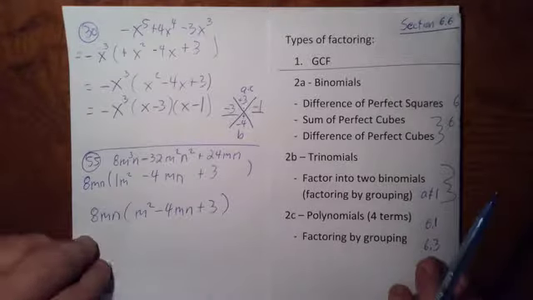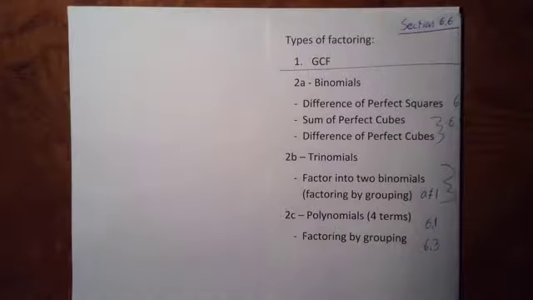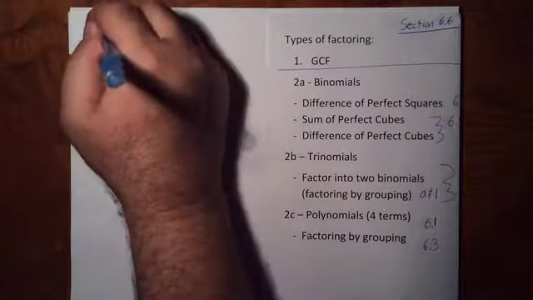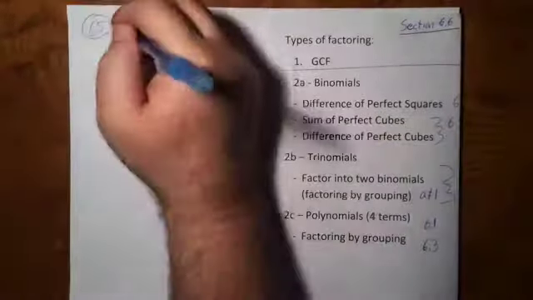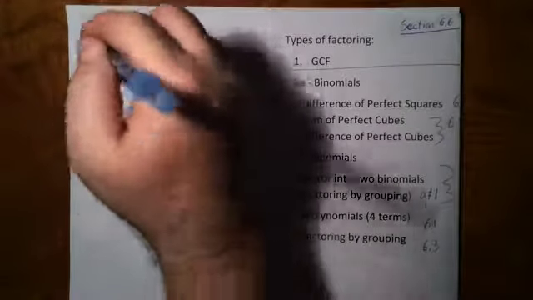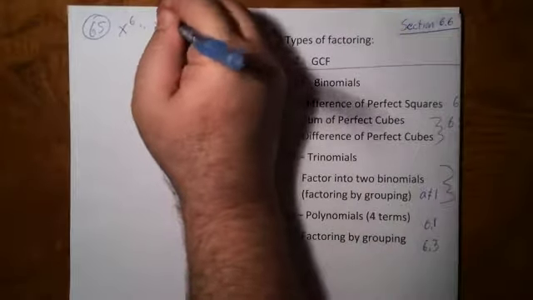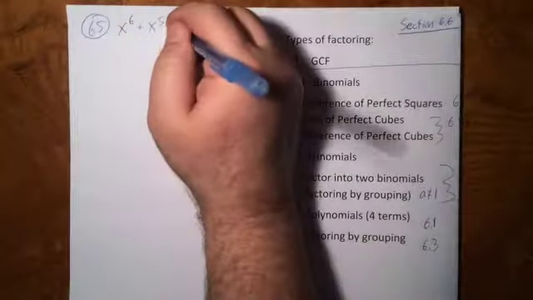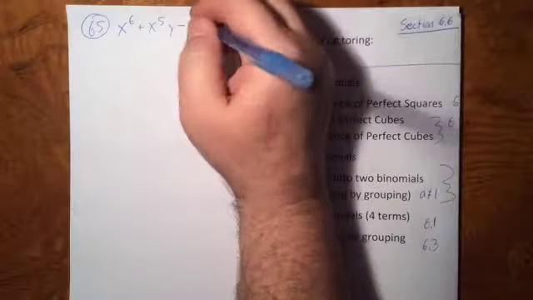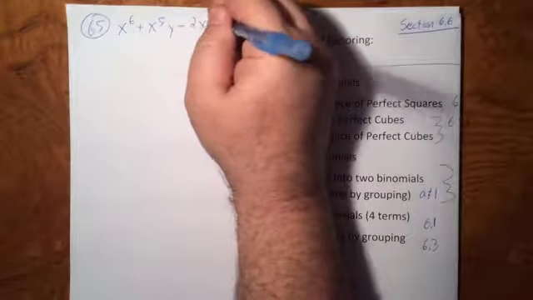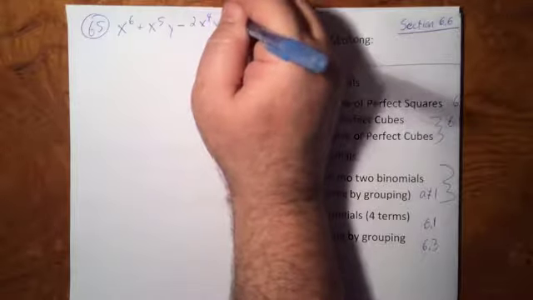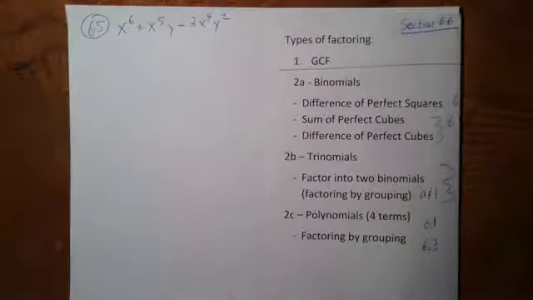Let's take a look at another problem. Just a couple more to emphasize this point here. Let's take a look at question number 65. This is going to be x to the 6th plus x to the 5th y minus 2x to the 4th y squared.